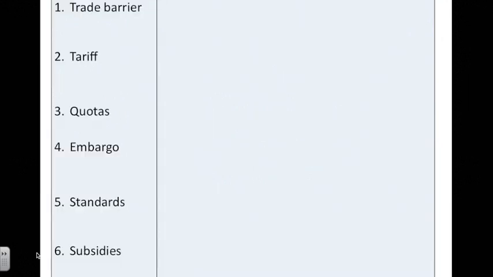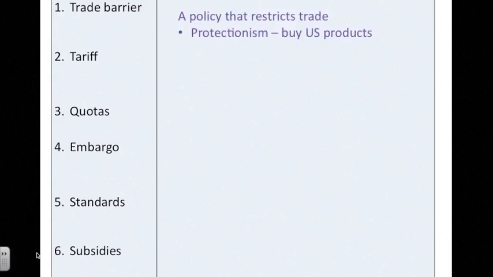Sometimes countries make it more difficult to trade with each other, and sometimes they make it easier to trade with each other. The next 6 examples will be barriers to trade, things that make it difficult to trade. A trade barrier is a policy that restricts trade between countries. The reason why you would want to restrict trade is to protect domestic production.